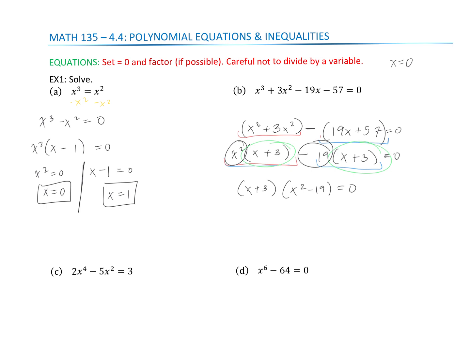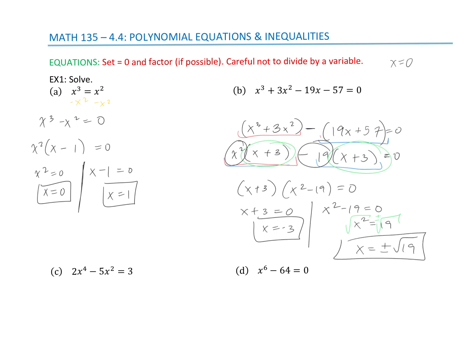That was my plan. So let's use the zero factor property and set both of the factors equal to 0 and then solve. So x is going to equal negative 3. And then x squared equals positive 19. Got to use the square root property here. Remember the plus or minus. And we get that x equals plus or minus the square root of 19.